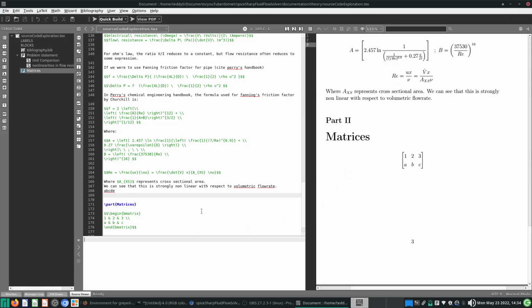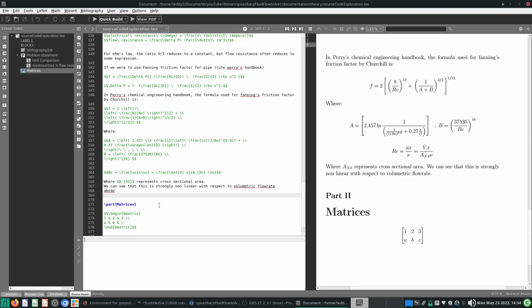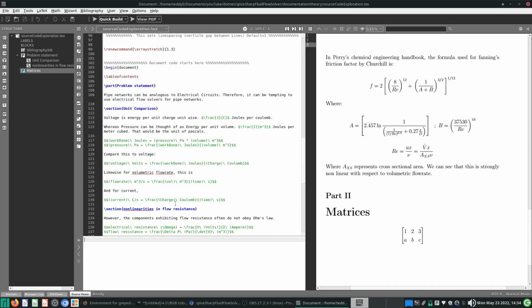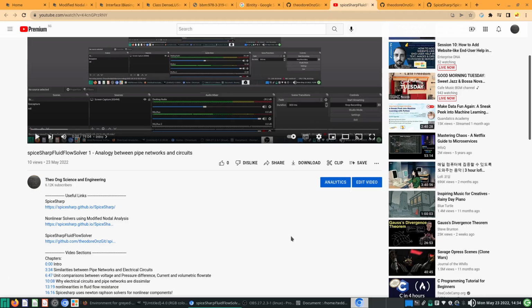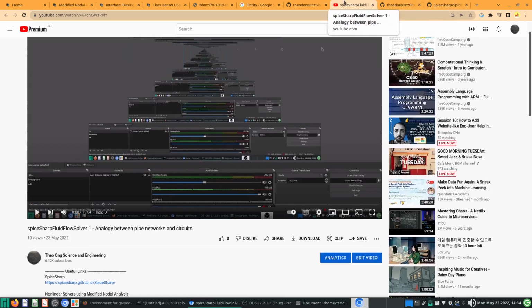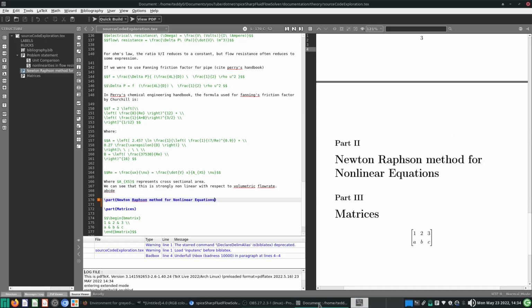So let's talk about Newton Raphson method, and after that I will talk about matrices as well. We are going to use a lot of matrix notation, which is why I left a blank matrix right here that I can copy and paste later on. So let's talk about Newton Raphson method for nonlinear equations. Alright, I'll just compile this.